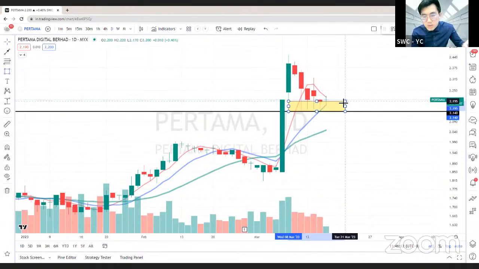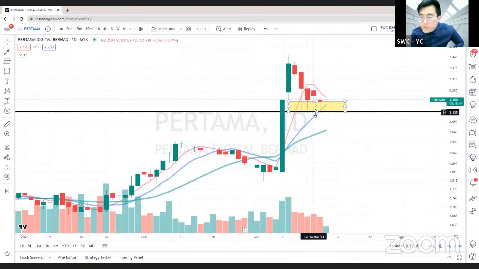Okay, support is this zone. So as long as it's above the support zone, this counter is considered safe, then we can monitor it for the upside. This is the analysis way. Study from the list, analyze, monitor, study from the list.